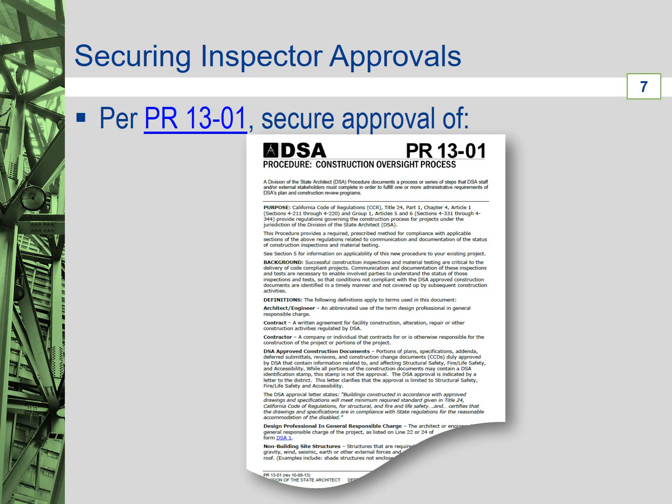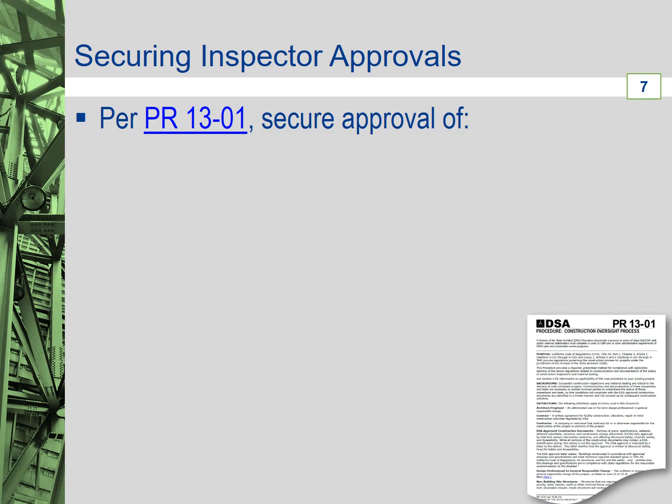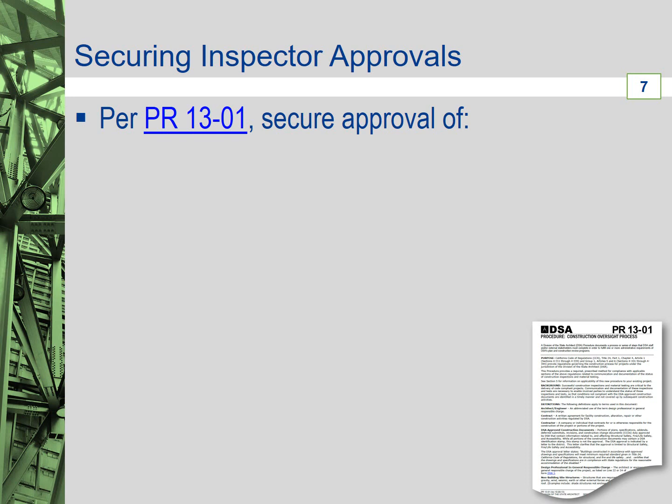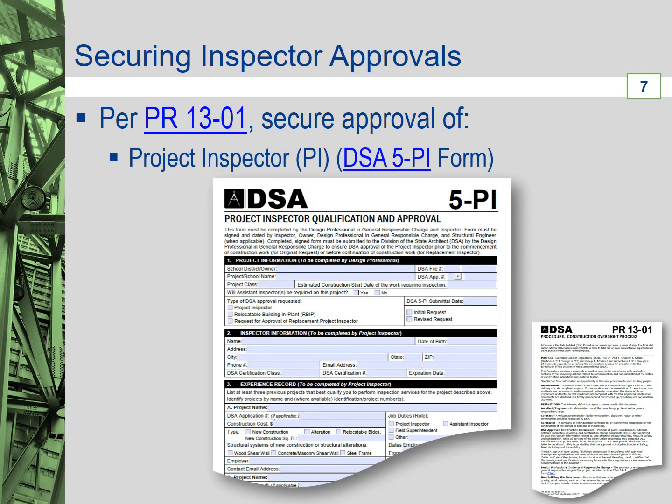According to the California Administrative Code and DSA Procedure PR 13-01, the design professional must submit a DSA 5-PI form, Project Inspector Qualification and Approval, to DSA via email to secure approval of the project inspector prior to commencement of any construction on the project. Similarly, if required, please refer to DSA IR A-12 for further information.